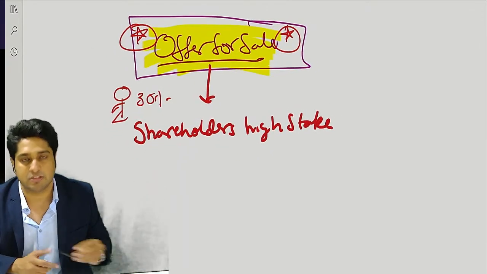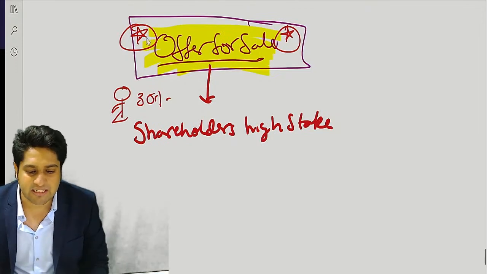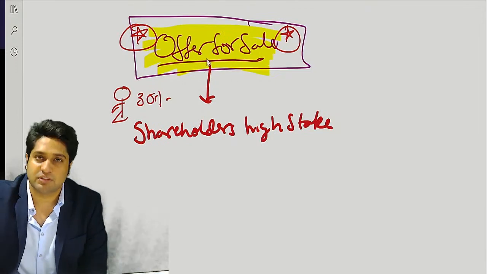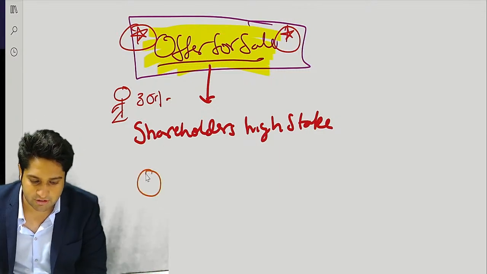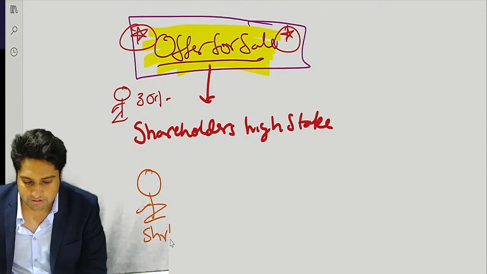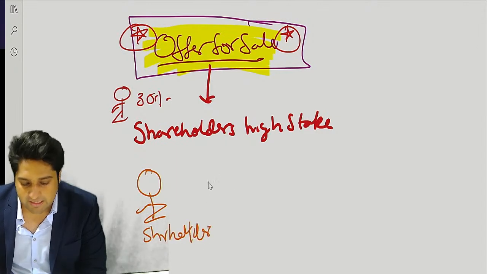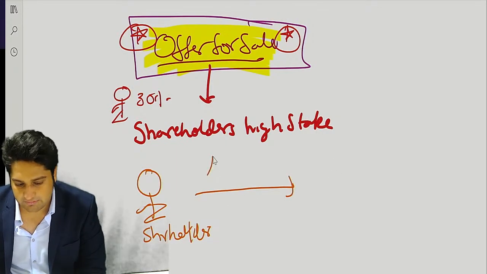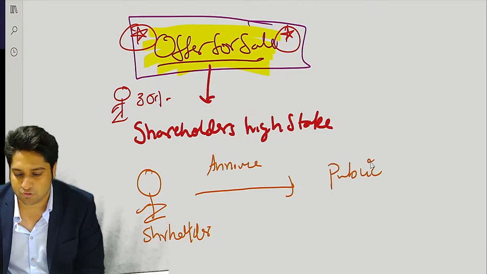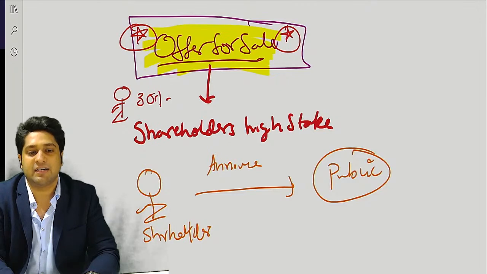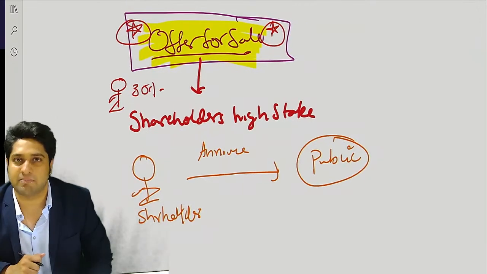So what happens is, they come out and announce that we want to offer our shares. So here there will be a shareholder, okay, he will go and announce to the public that listen, I have so many shares, anyone interested in buying, please come and buy.